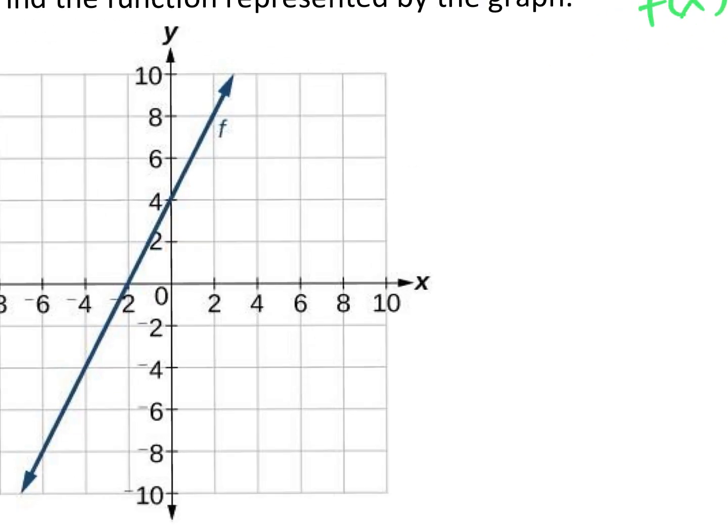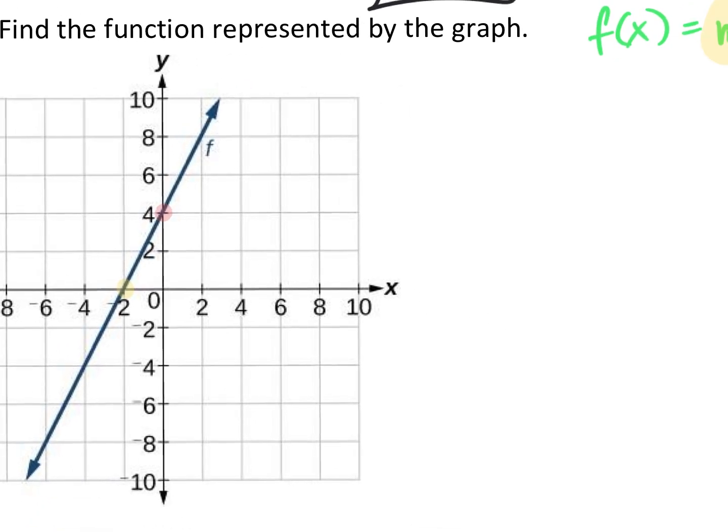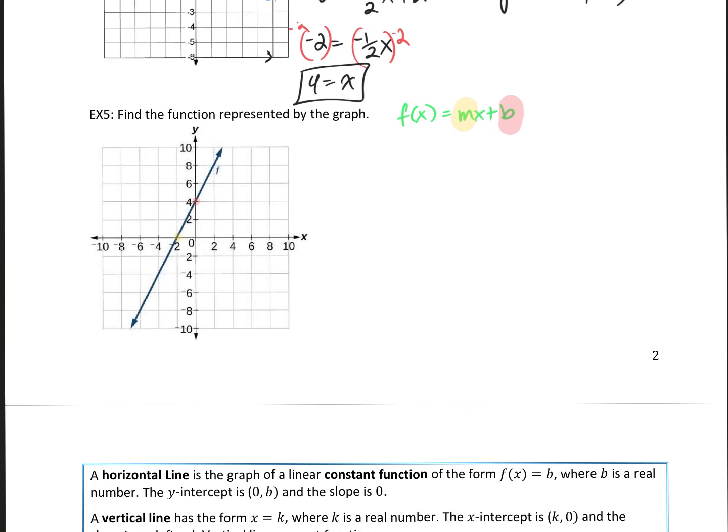Well, we could find it from here. This would be my y-intercept, whatever that is. And then I could pick any other random point on my line, for example, maybe the x-intercept, and count the rise over run to find slope. Sounds like a good plan. Alrighty, go ahead, pause the video, try that out by yourself, and then check in with me.